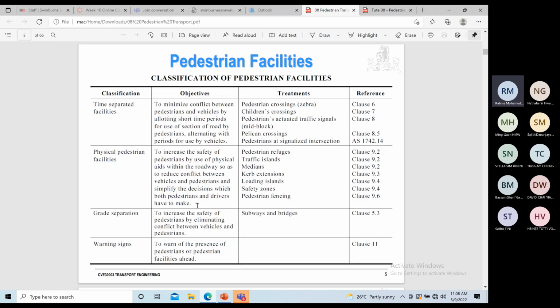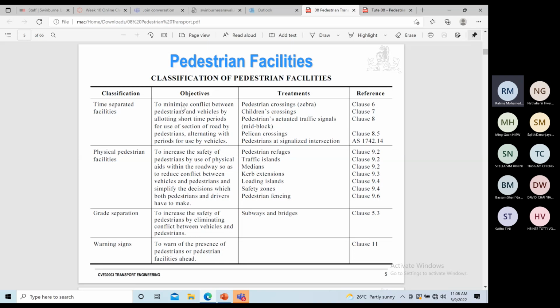So let's move on to the pedestrian facilities, to the classes of pedestrian facilities. As I said earlier, there are 4 classes. That is either time-separated facilities, physical pedestrian facilities, grade separation, and then warning signs. To start with time-separated facilities, the aim of this kind of pedestrian facility is to minimize conflict between pedestrians and vehicles. So it does not eliminate the conflict, but it just reduces or minimizes the conflict.